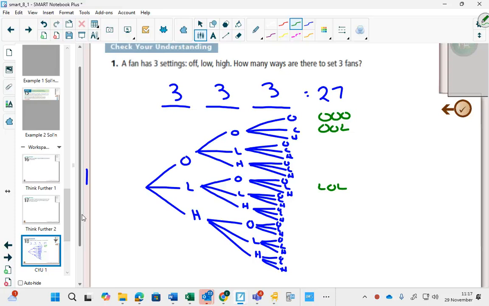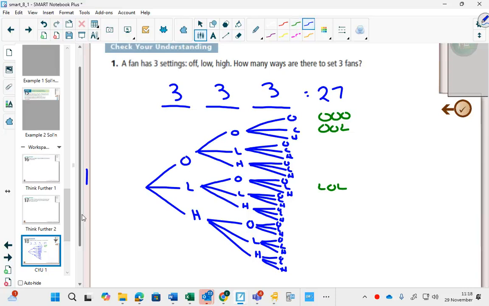If you had 4 fans and had 81, you might just be like, I don't want to list them. I'm happy to know that there's 81. I will not give you a question that says, list all the license plates that are possible in Manitoba, because it would take you forever. It would be very, very long.